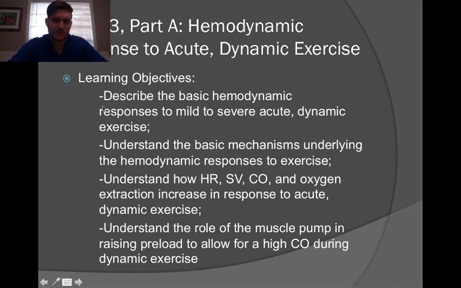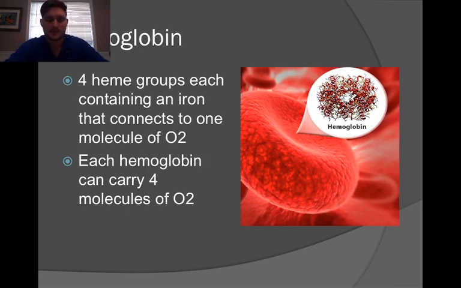So here we have some learning objectives. I may have to split this video up into two separate videos to cover everything. But we're going to understand the hemodynamic response to acute and dynamic exercise and understand the basic physiological mechanisms that underlie that hemodynamic response during exercise. We're going to understand how heart rate, stroke volume, cardiac output, and oxygen extraction play a role in the response to exercise, and how our muscle pump helps aid the cardiac output, to the performance of aerobic dynamic exercise.